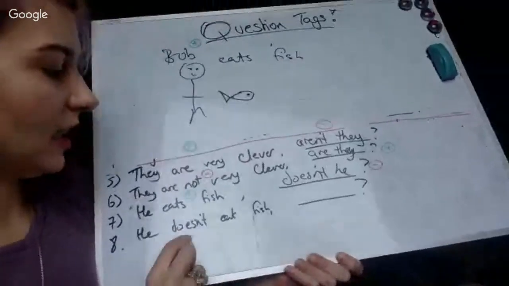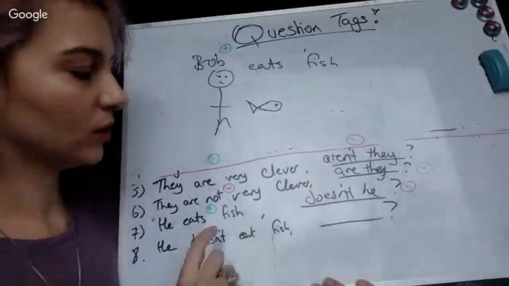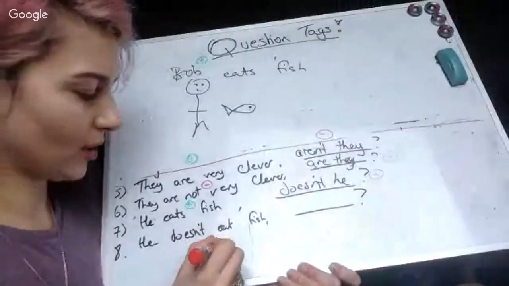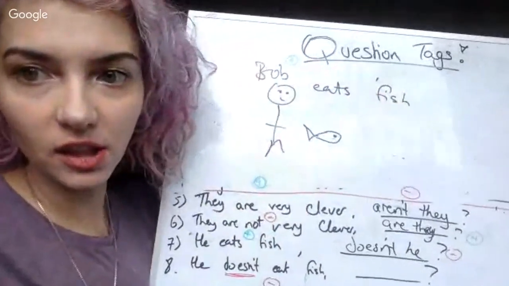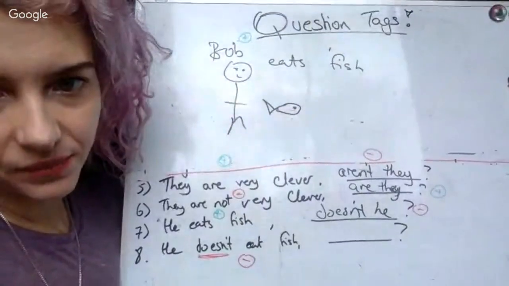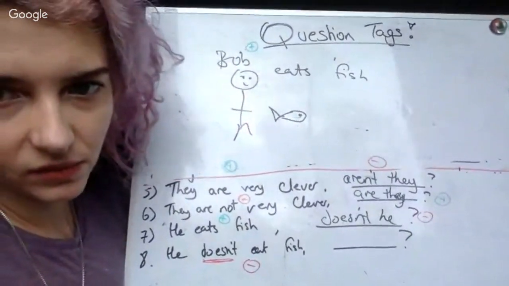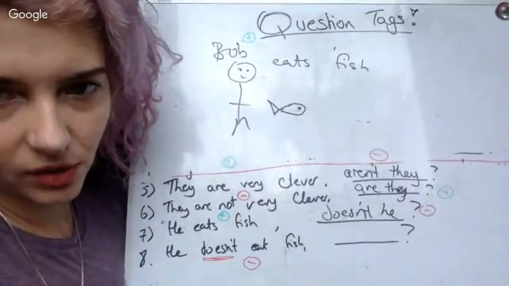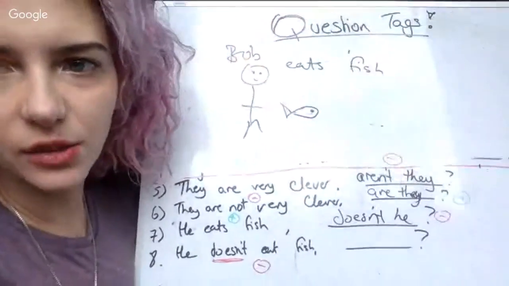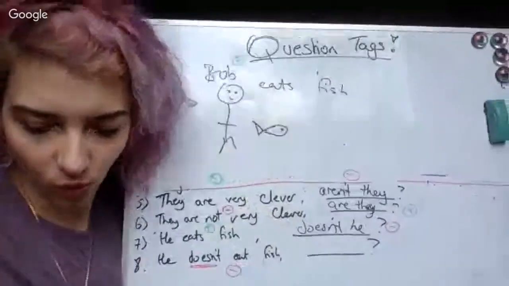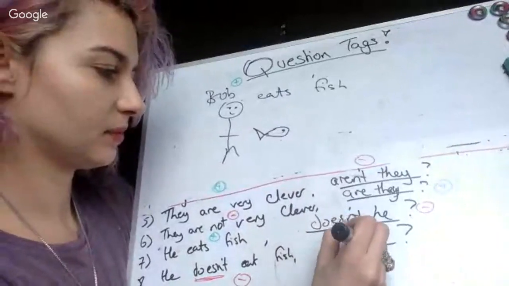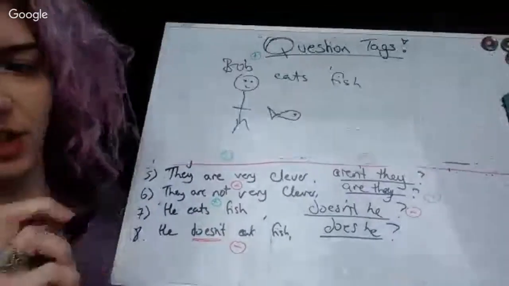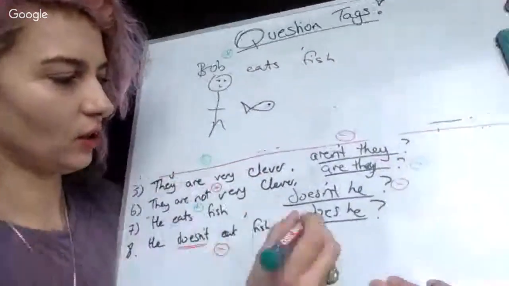So next one is, he doesn't eat fish. What's the correct question tag there? This time you'll notice this is negative. He doesn't eat fish. The correct answer is, good. Mehmet, Hashim, Nabiel, you've got it correct. Well done. The correct answer is, whoops, I dropped my pen. One moment. Okay, the correct answer is, does he? So he doesn't eat fish, does he? And that is a positive question tag.